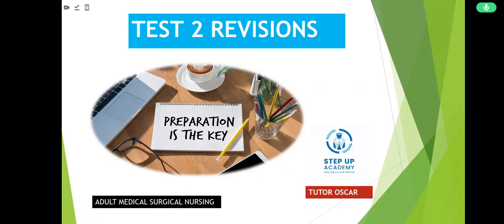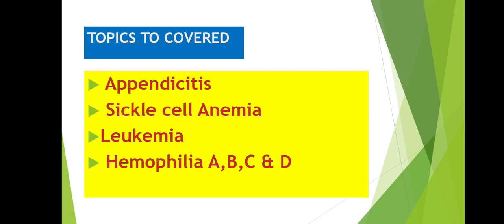Welcome to this tutorial. This is a comprehensive review of topics under adult medical surgical nursing. In this session we are going to focus on 4 major topics, and they are going to be discussed in this order. We are going to start with appendicitis, followed by sickle cell anemia, then leukemia, then hemophilia. These are the topics that we are going to cover in this session.